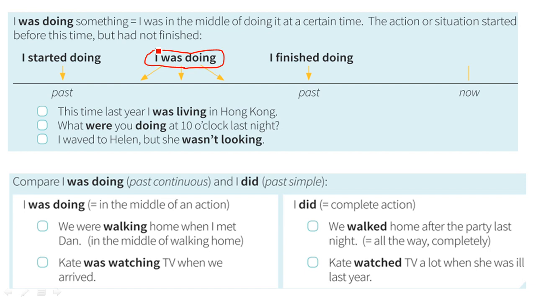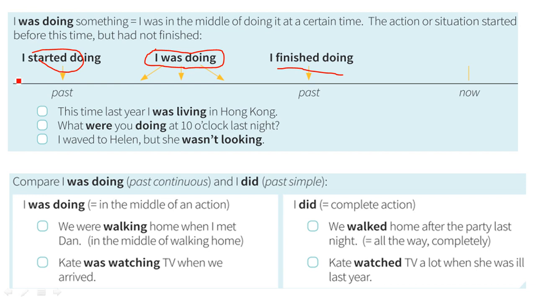I started doing it, I was doing it. This was continuous in the past. Then I finished doing it. When you finish the action, you can express it like that. I started doing something, I was doing something, I finished doing it.